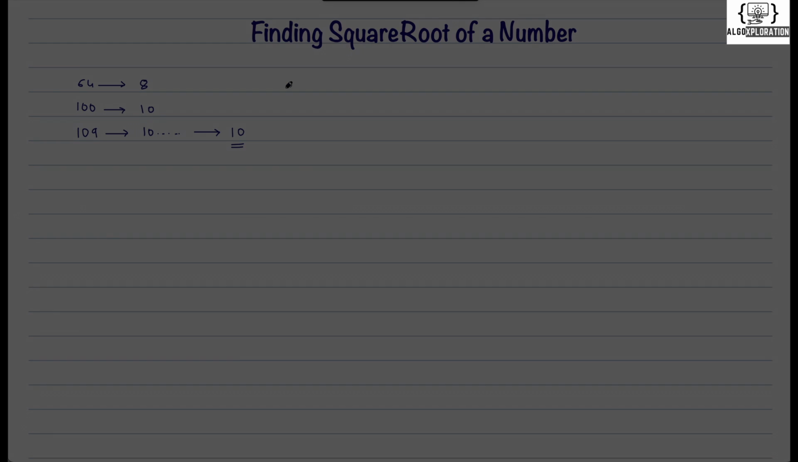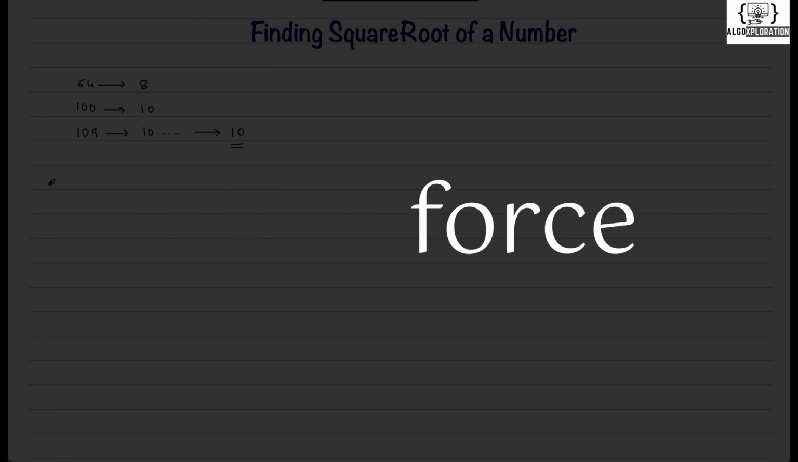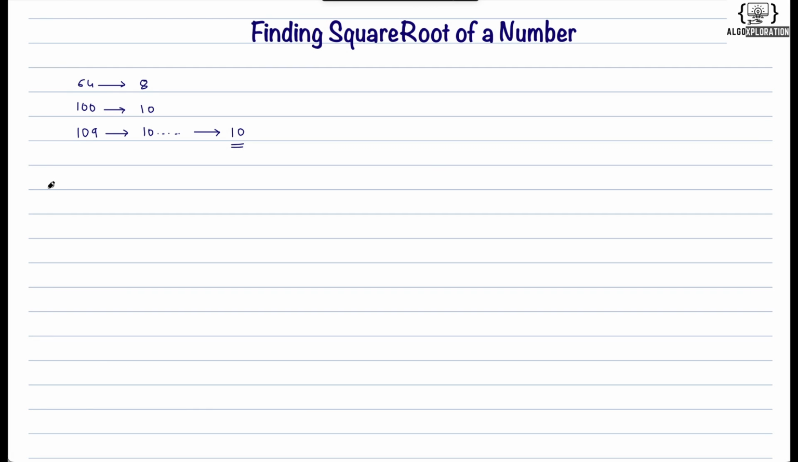So the first and foremost approach will be brute force. Let's say I want to find the square root of 64. I will have the value of i coming from 0. For every i, I will find the square of that. So 0 into 0 is 0. If it is not equal, then I am going to increment it. Then it will be 1, and the square of this 1 will be 1.